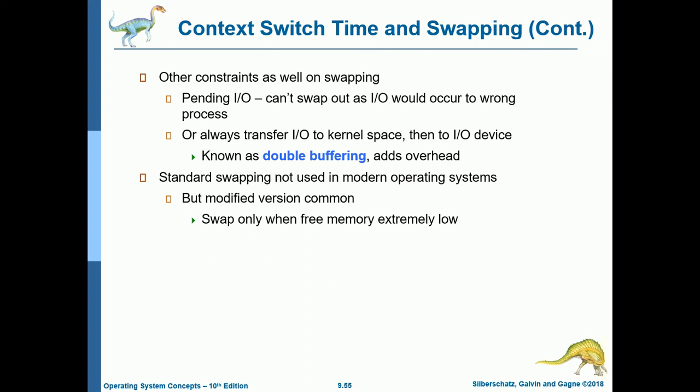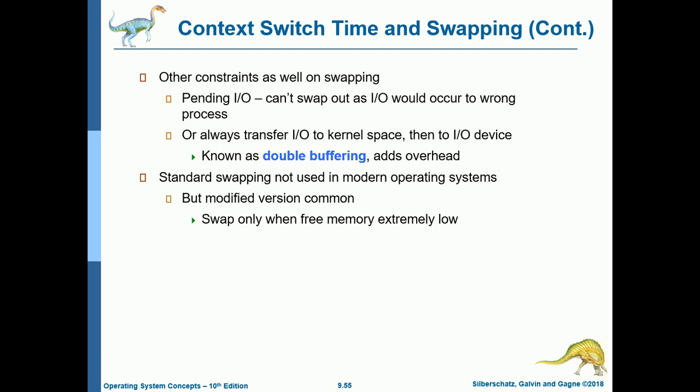Okay, other constraints as well on swapping. Pending input output cannot be swapped out, as the I/O would occur to the wrong process. So always transfer I/O to kernel space, then to the I/O device, known as double buffering, which adds overhead. Double buffering is the copying of data twice, such as from a device to the kernel and then from the kernel to a process address space, or the use of two buffers to decouple producers and consumers.